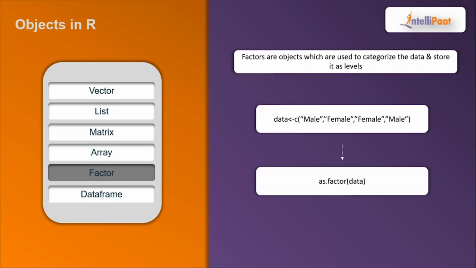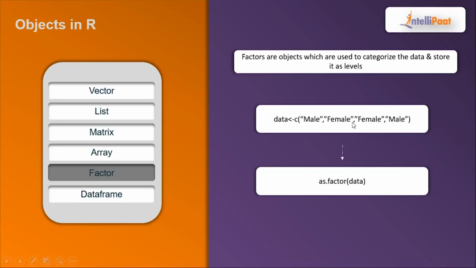And then we have something known as a factor. Factors are basically objects which are used to categorize the data. So let's take this example over here. We have a character vector, but in this character vector, we have the same element value repeating twice. We have male, female, female, male. So we have male repeating twice and female repeating twice. This basically means that we can convert this into a categorical variable which would have two categories. The first category would be male and the second category would be female. So this is where the factor objects come in.